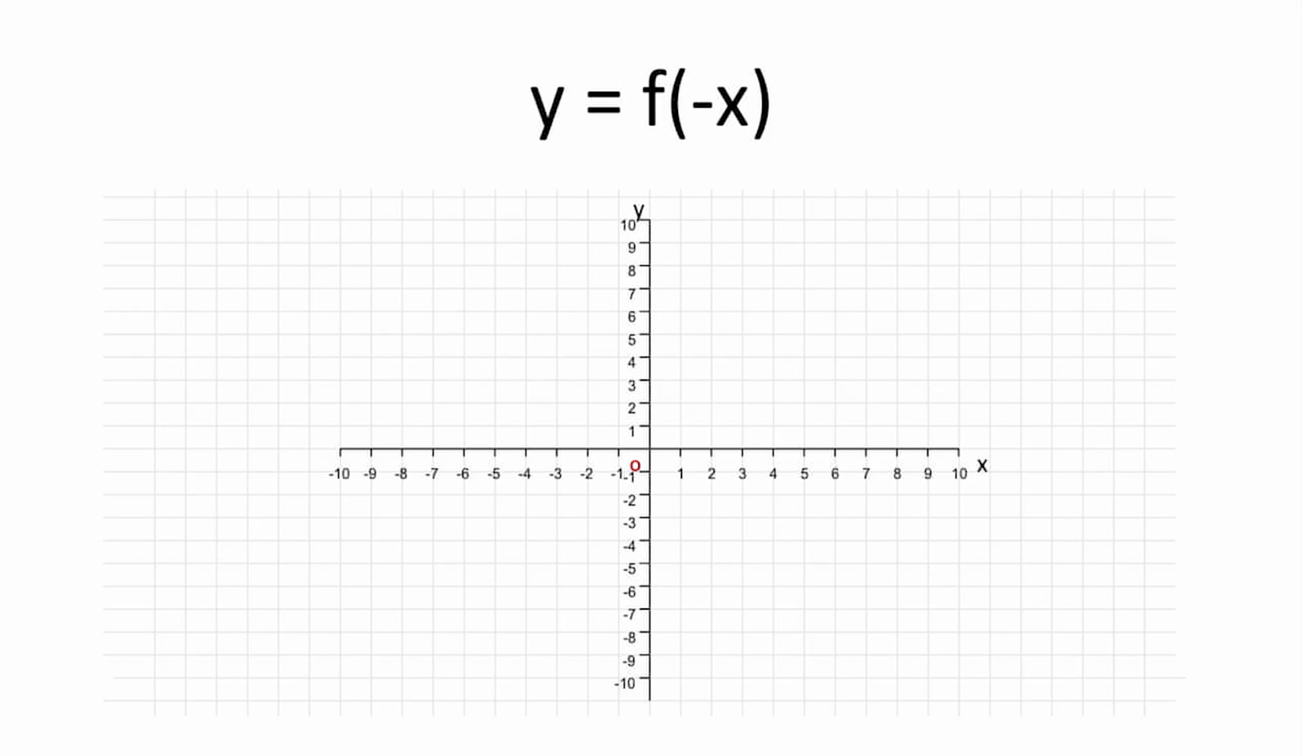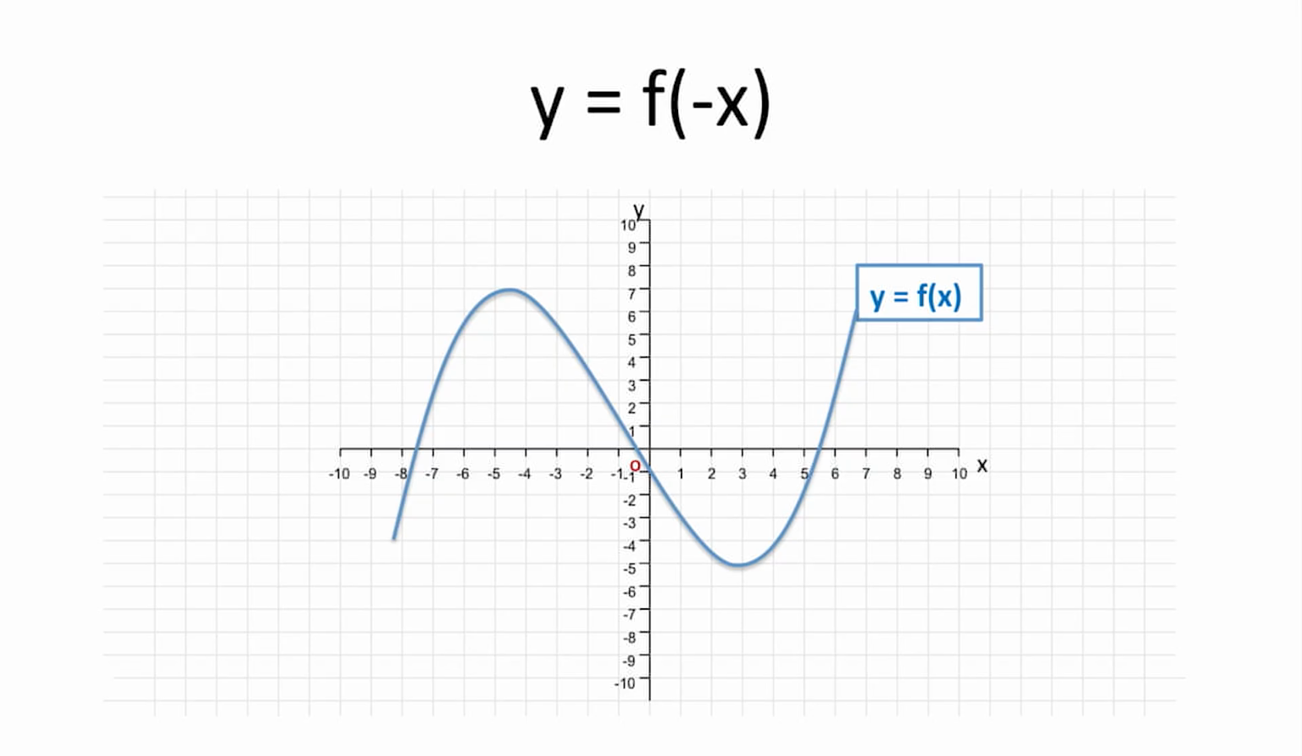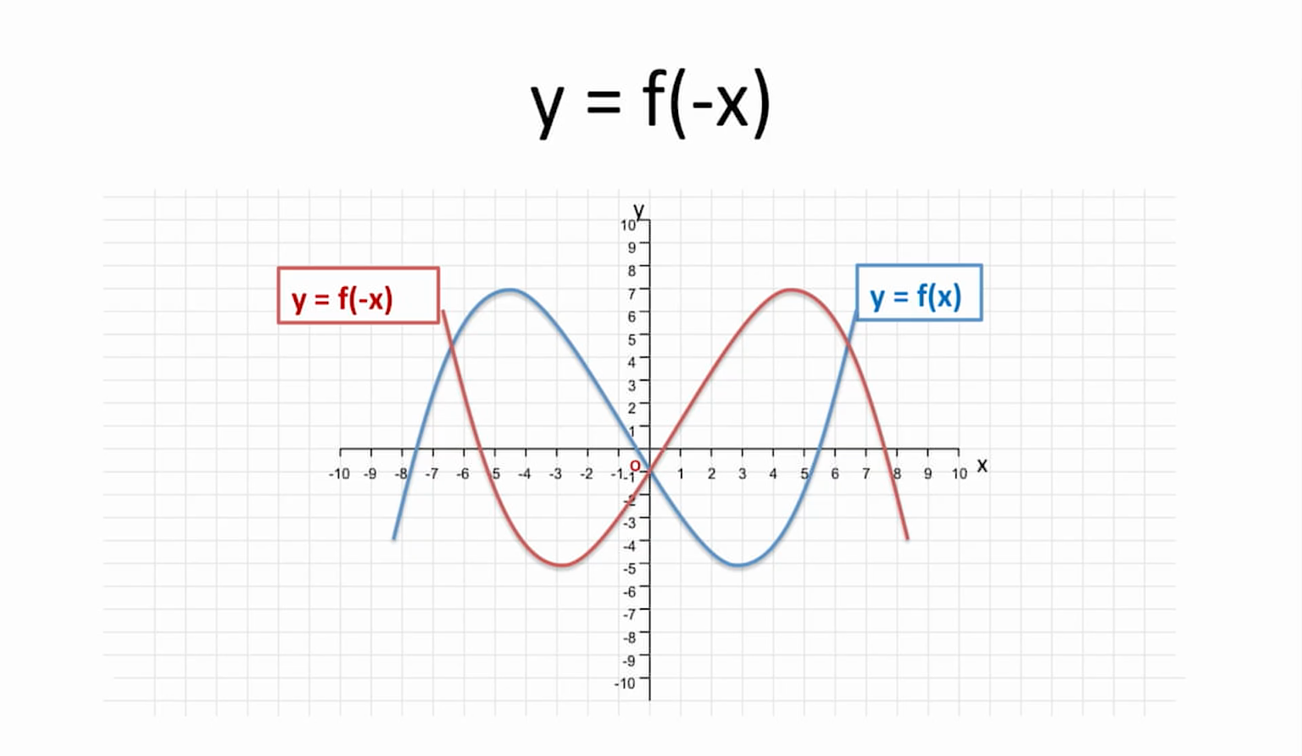Now you should know that the general form for a cubic graph looks like this. And if we had a reflection of that in the y-axis, then the red one would indicate what that would be like. So we would label that y equals f of minus x. So remember, f of minus x is always a reflection in the y-axis.